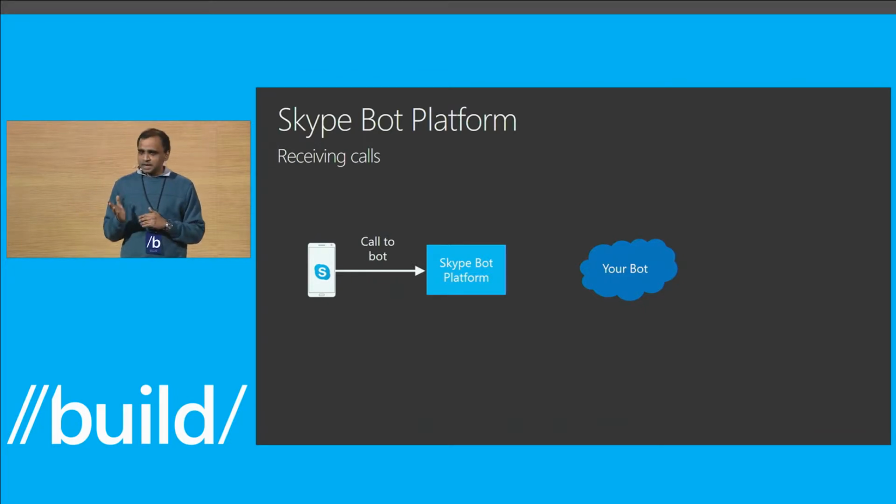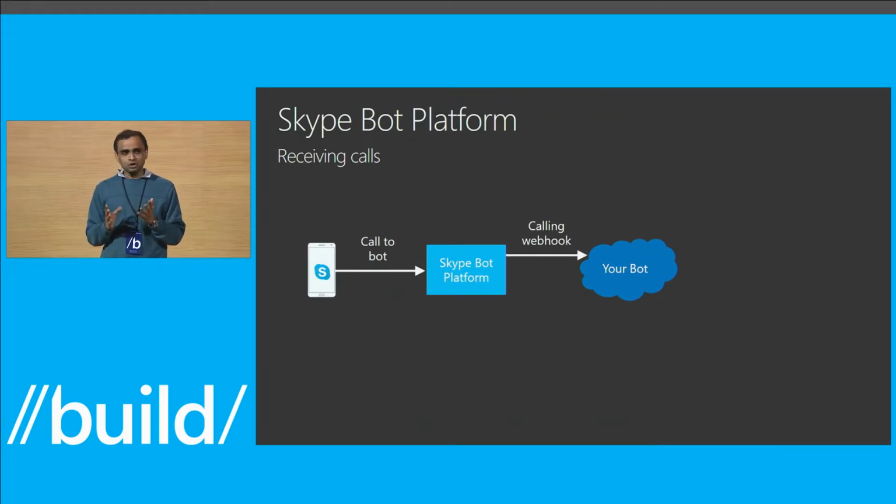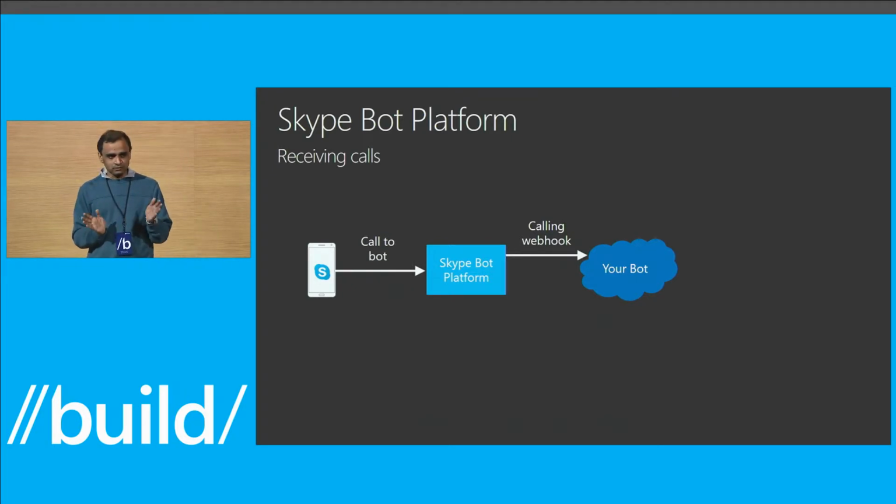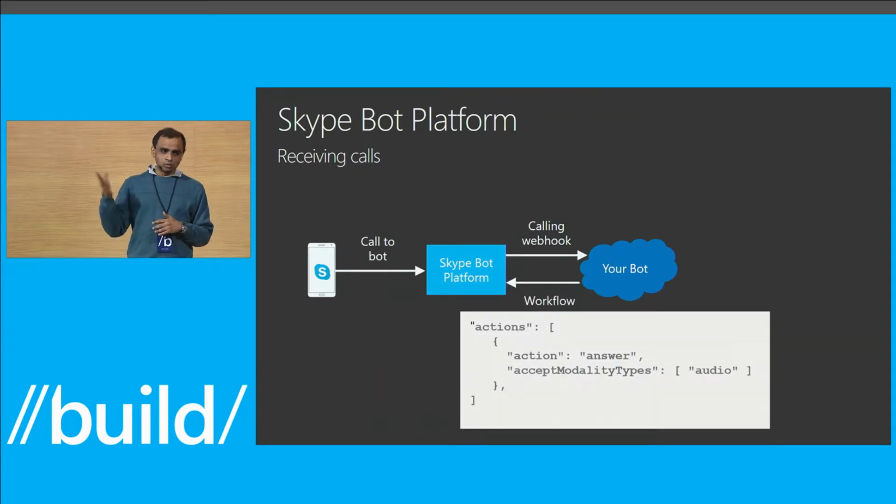In this case, the Skype bot platform, again, looks at the data for your bot and finds out the calling webhook. So as part of your registration, you have an option of providing a messaging webhook and a calling webhook. This is just a convenience for you to distinguish the controllers that you have for these two workloads. As part of the calling webhook, we again give some basic information such as who's the caller and who's the callee, which in this case is your bot. The difference now between the messaging workflow and the calling workflow is that your bot now returns a workflow.